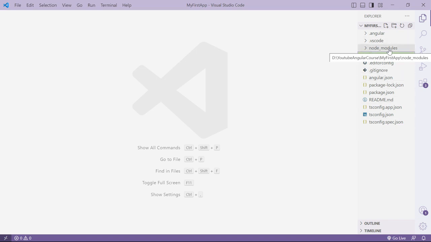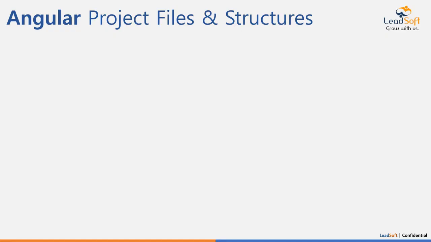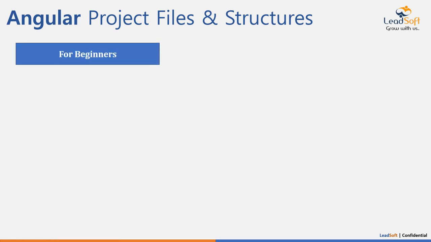We have the node_modules folder, a src folder, angular.json, package-lock.json, package.json, tsconfig.app.json and tsconfig.spec.json files. So what are these files and how do we use them for development? To understand this, we have segregated these files into two different levels. One level is for the beginner, the files you have to focus on to write your code, and the other level is for the advanced. The advanced level includes a lot of configuration of libraries to work on a project.